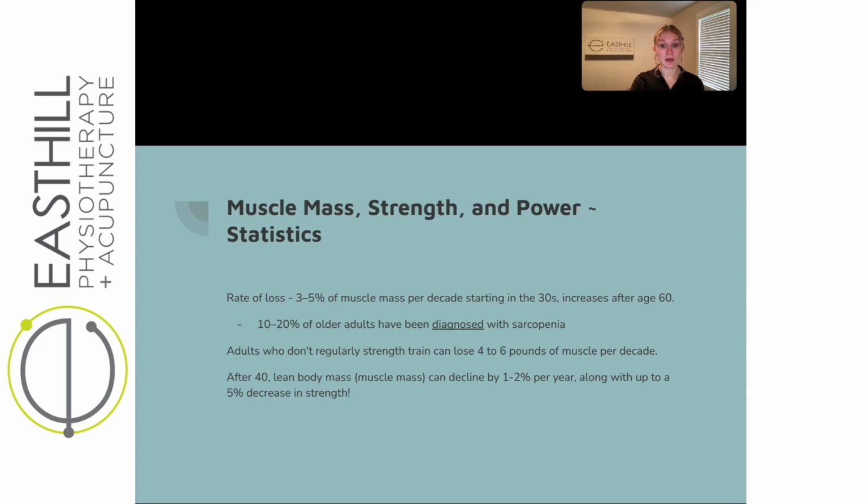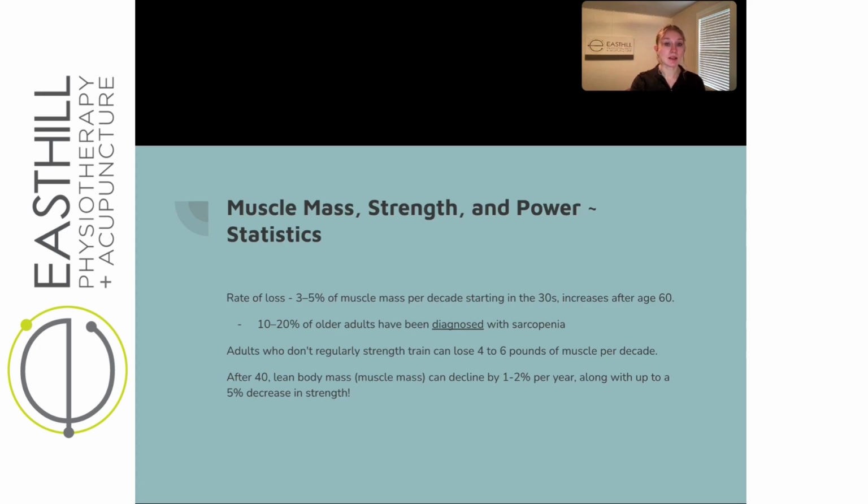Now, on average, we initially lose muscle at a slower pace of approximately 3 to 5% per decade, but after 60 years of age, this loss does start to rapidly increase. Now, to put some of these statistics into perspective, I did want to discuss sarcopenia. Now, sarcopenia is a musculoskeletal disease in which muscle mass, strength, and performance are significantly compromised with age. So essentially a very fancy word for saying you have sustained a significant amount of muscle loss.